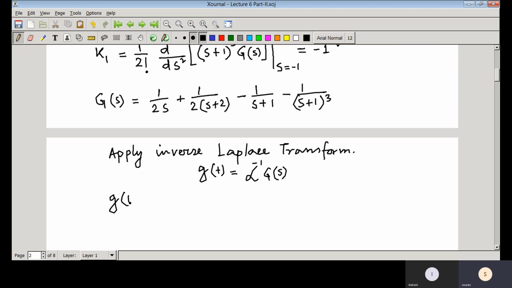So GT is equal to half, here you can see 1 by s, and if you see the standard signal that we have discussed, 1 by s is the Laplace transform of the unit step, so that is half u(t), then half e to the power minus 2t, then e to the power minus t, and for the last term we have half e to the power minus t square. So this is that GT.